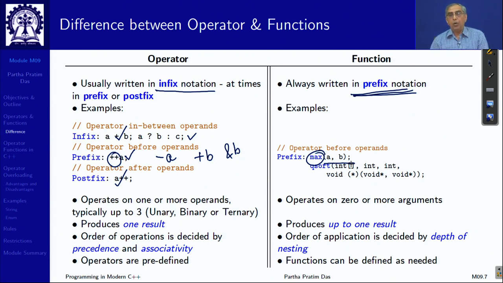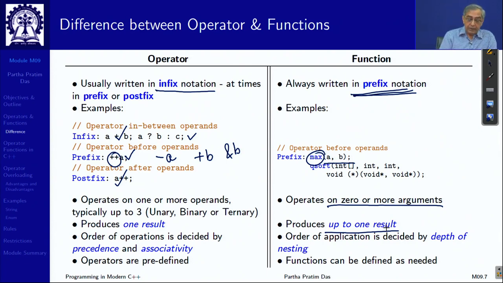Now, in functions we also have some more differences with the operator. For example, a function may not take an argument, or may take more than 3 arguments also, it can take any number of arguments. An operator will always produce one result, but a function may produce one result, or may not produce a result also. It returns void.